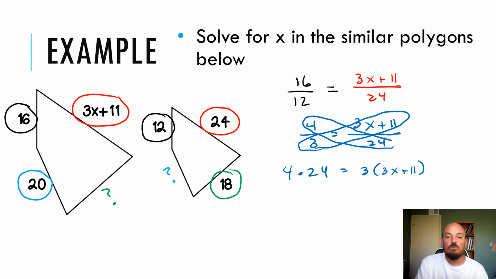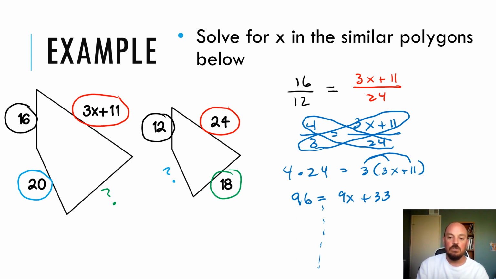4 times 24 would be 96. Do a distributive property on the other side. 3 times 3x is 9x. Plus 3 times 11 is 33. That's the equation I want to solve for x now.